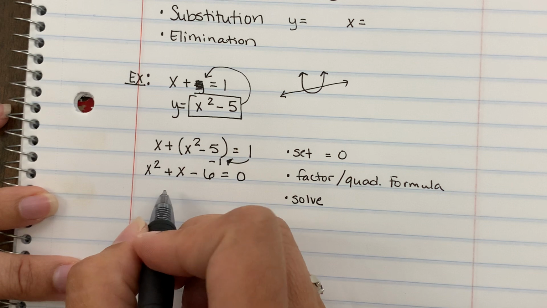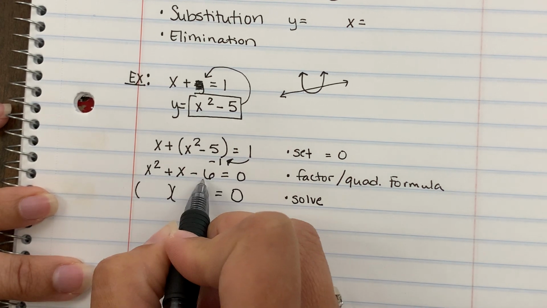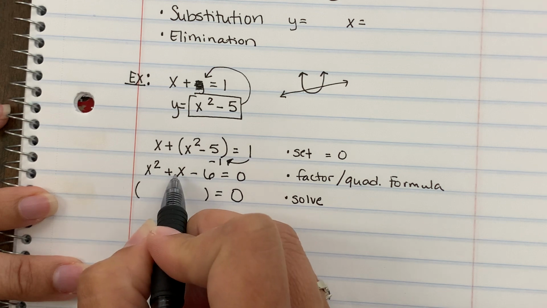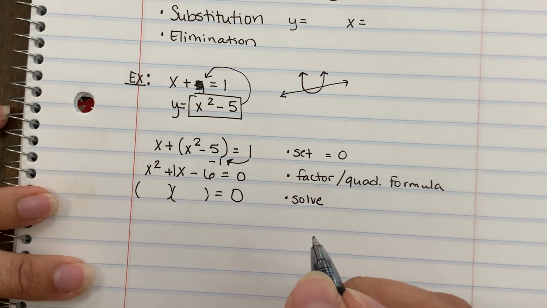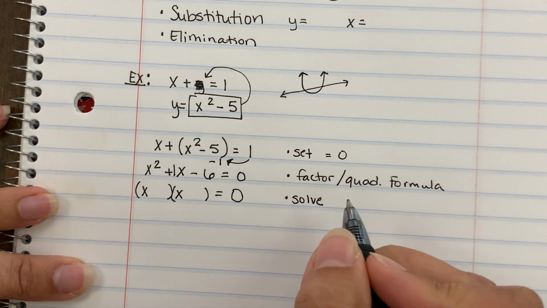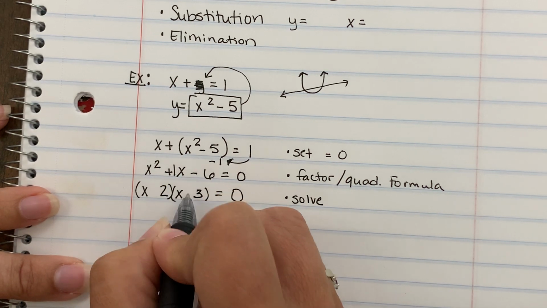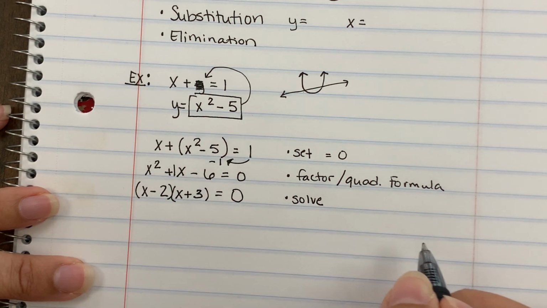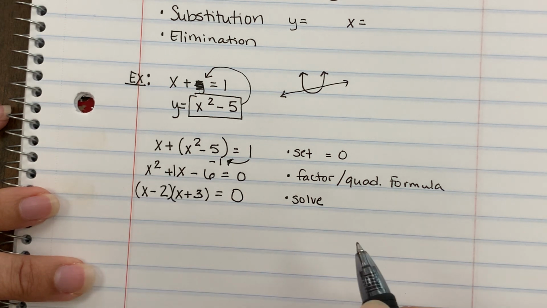So now I'm able to factor this, so I'm going to set up my two houses, and I'm going to ask myself what times what gives me negative 6. And those same two numbers have to be able to add to give me a positive 1. So if you think about 6, you got 6 times 1, that's not going to work. 2 times 3 will work. It needs to be a positive 1. So a positive 3 and a negative 2 would multiply to give me my negative 6, and it adds to give me my positive 1.